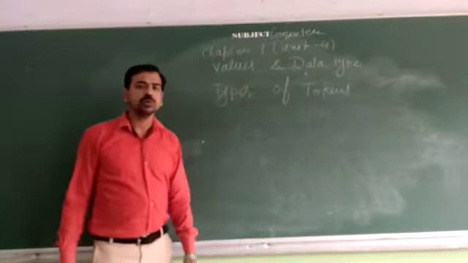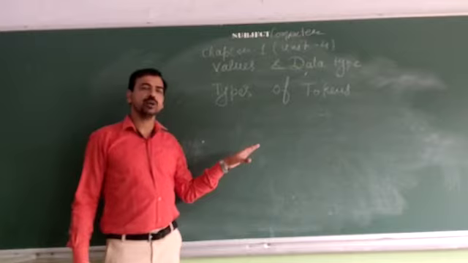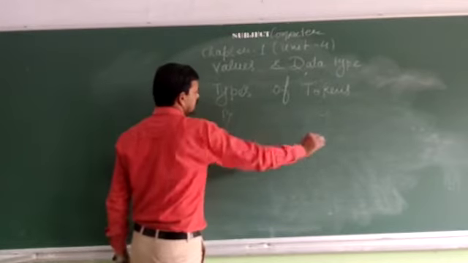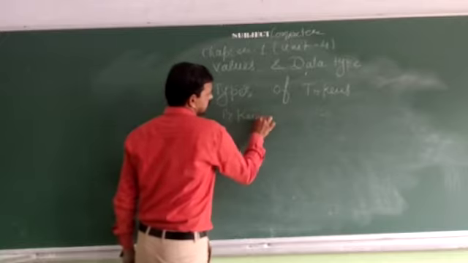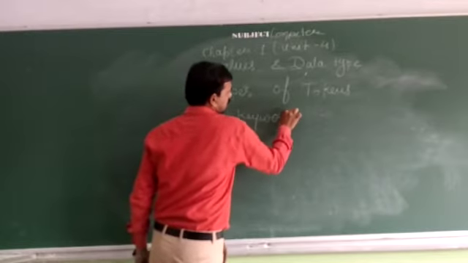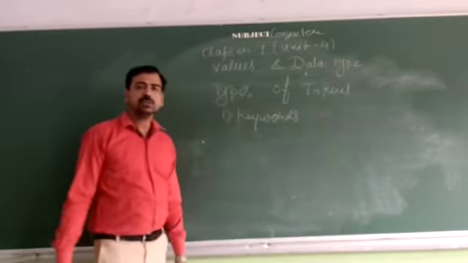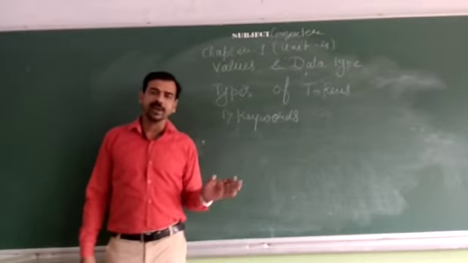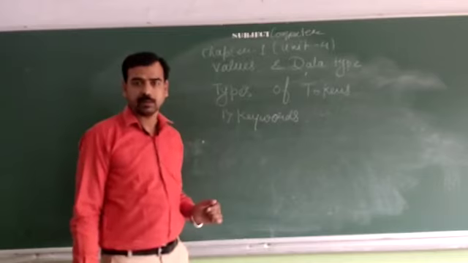The types of tokens which we can use in our program are of the following. Number one, the keywords. Keywords are the words or the reserved words which are provided by the language compiler.